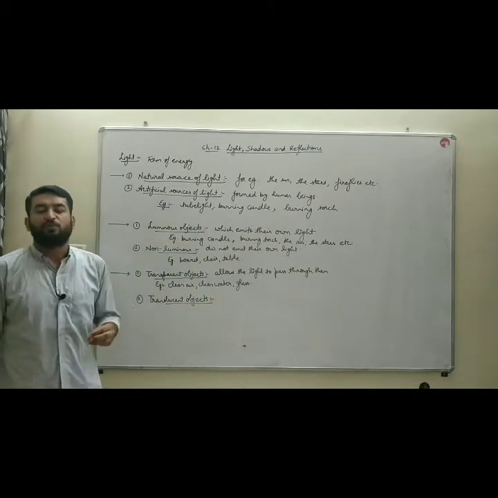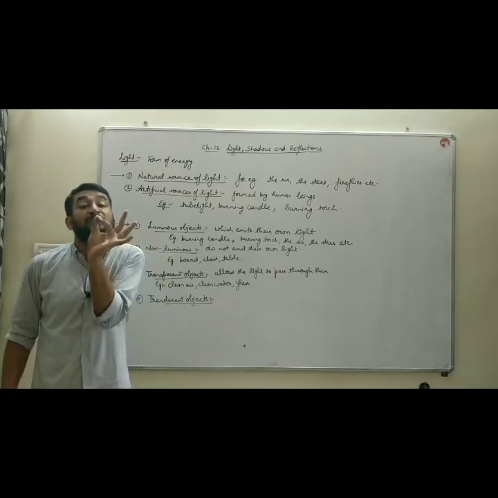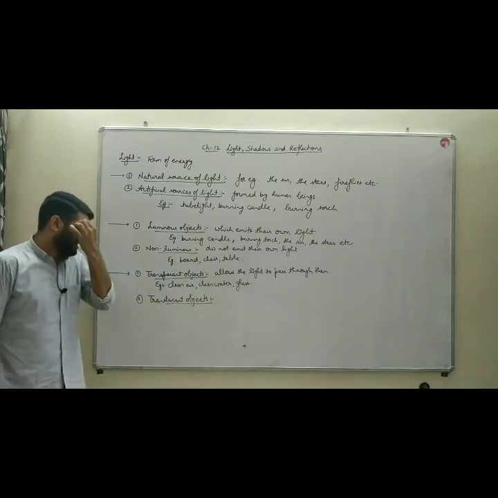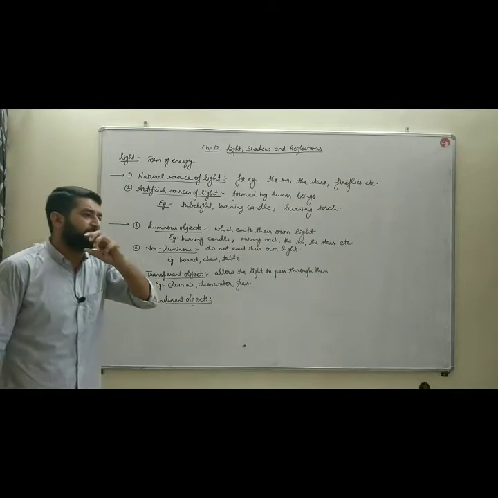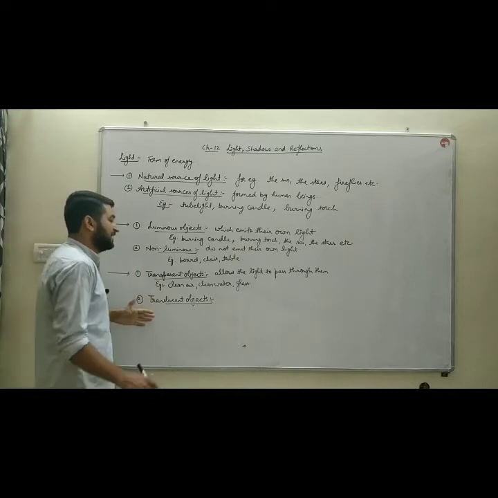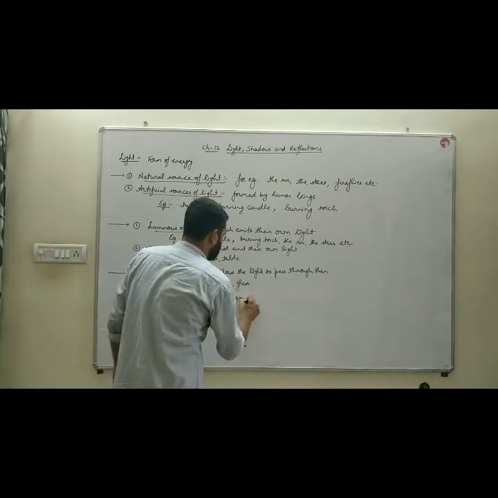The objects which do not allow the whole light to pass through them. They allow some part of the light to pass through them. That is, they are partially available for the passage of light. Only a portion, only a partial part of light can pass through them, and those are known as translucent objects. Example, grounded glass.